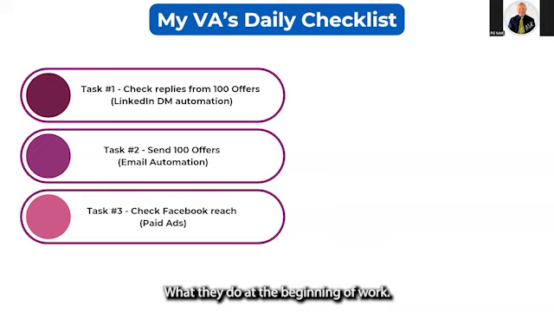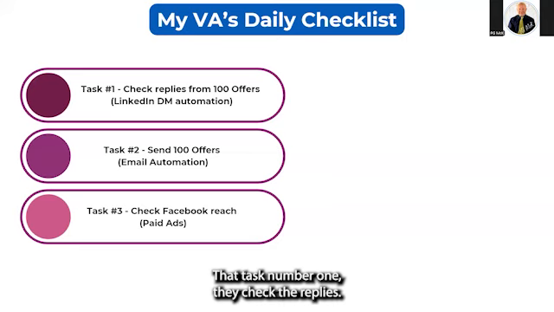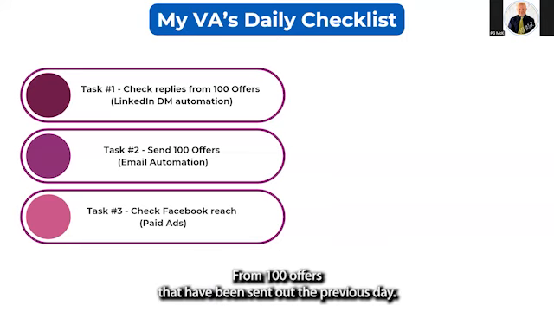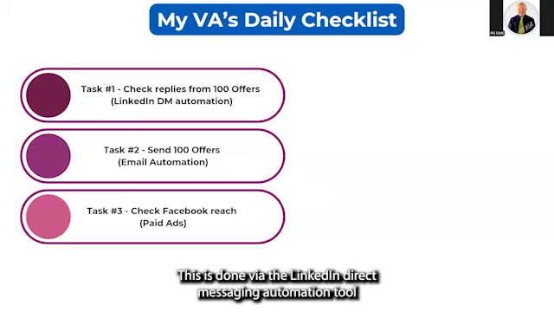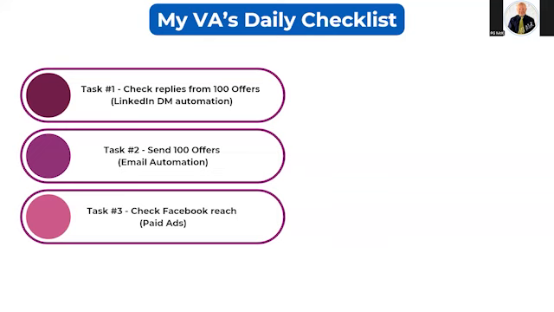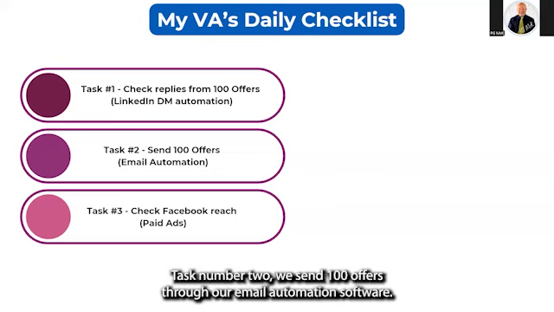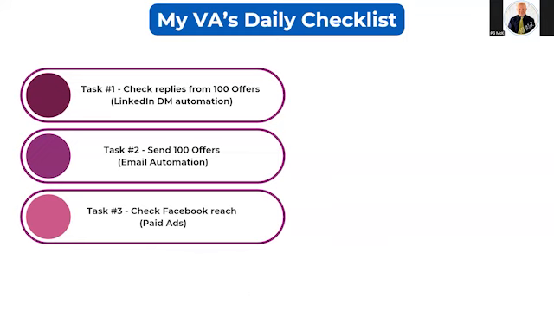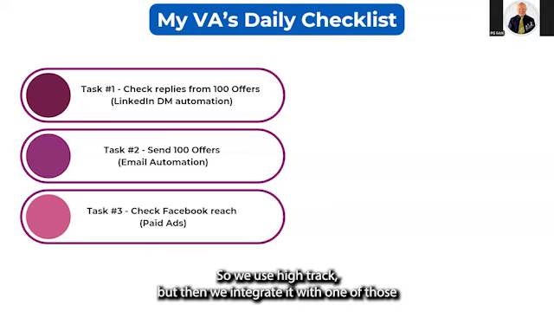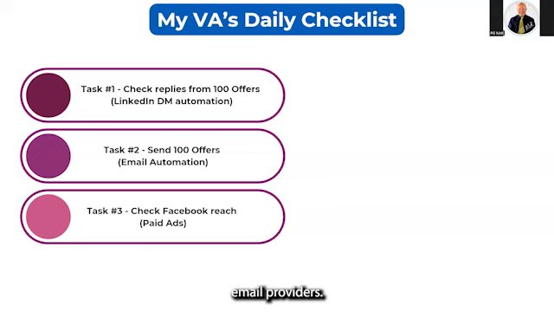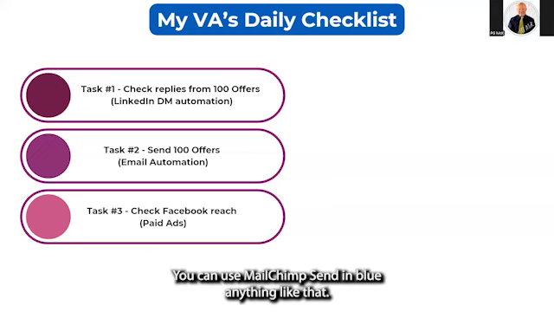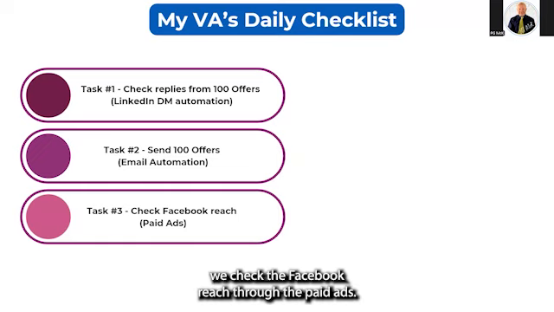Every day, at the beginning of work, task number one, they check the replies from the 100 offers that have been sent out the previous day. This is done via the LinkedIn direct messaging automation tool that we use, and we'll talk to you about that in one moment. Task number two, we send 100 offers through our email automation software. So we use Kartra, but then we integrate it with one of those email providers. You can use MailChimp, Sendinblue, anything like that. And then in task number three, we check the Facebook reach through the paid ads.